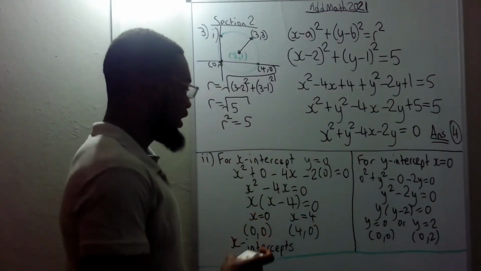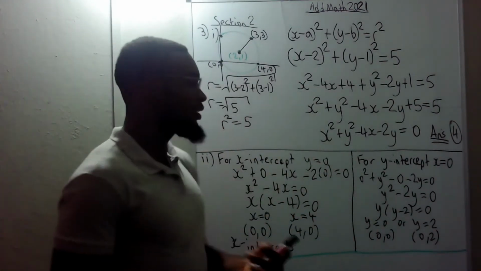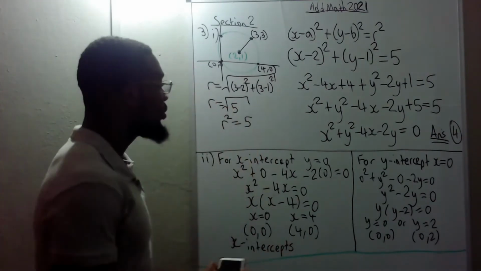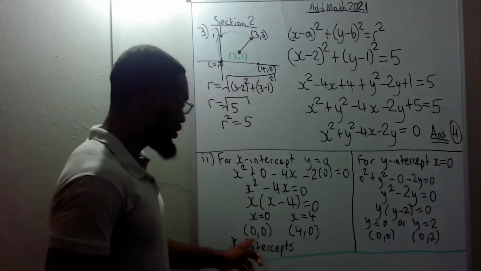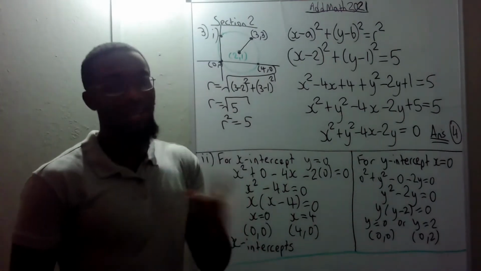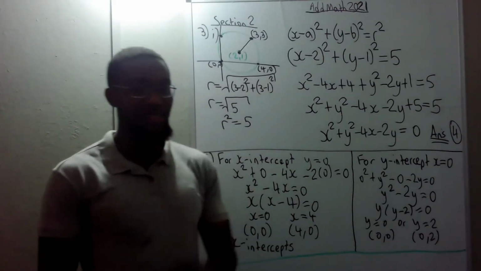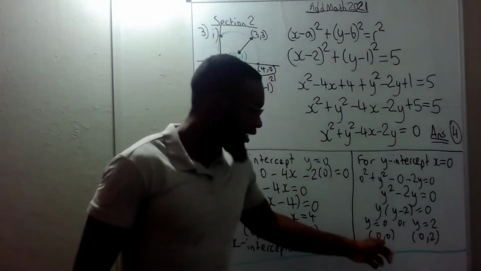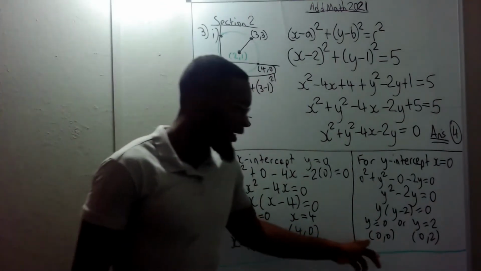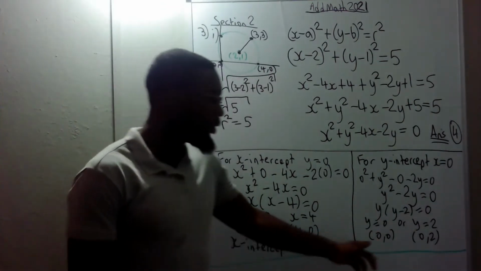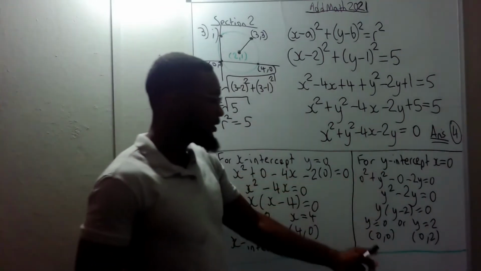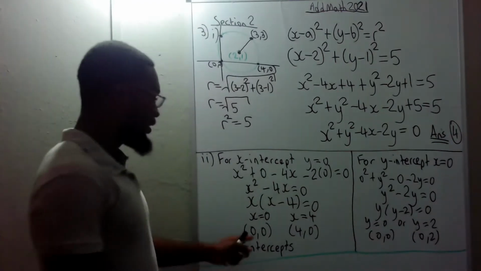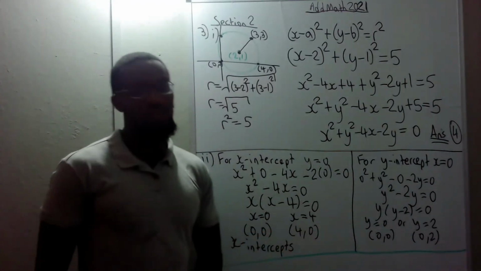Now, you're probably wondering, sir, they said 3 points, but I get 4 points. No, it is actually 3 points because (0, 0) and (0, 0) is still 1 point. Since both of them are at the origin, this is 1 point. So it's both the x-intercept and the y-intercept. So these are the y-intercepts, (0, 0) and (0, 2). These are the x-intercepts, (0, 0) and (4, 0).